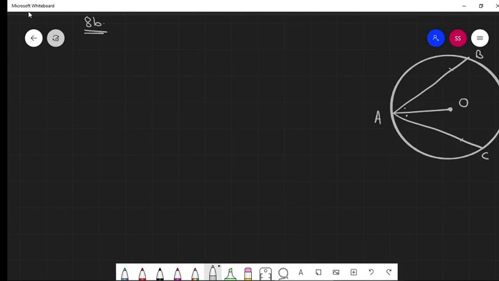Now in question 8, dear students, we have given a circle. AB and AC are two equal chords. O is the center of the circle. Then we need to prove angle OAB equal to angle OAC. First of all, let's write the given. O is the center of the circle.